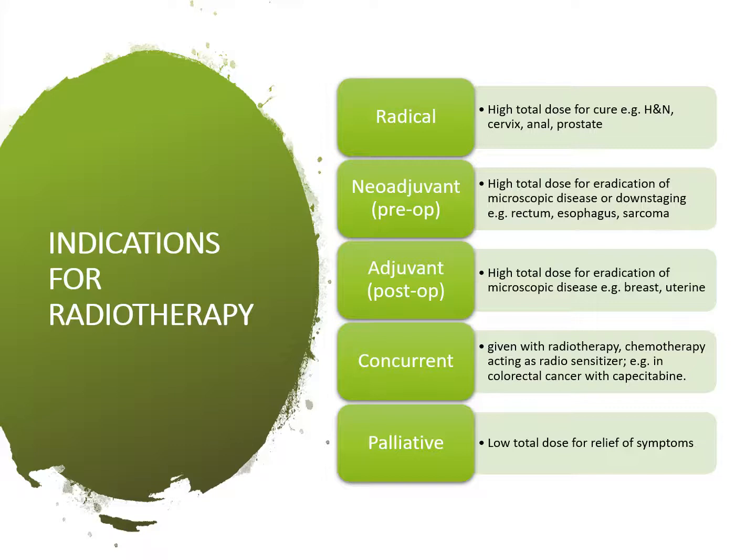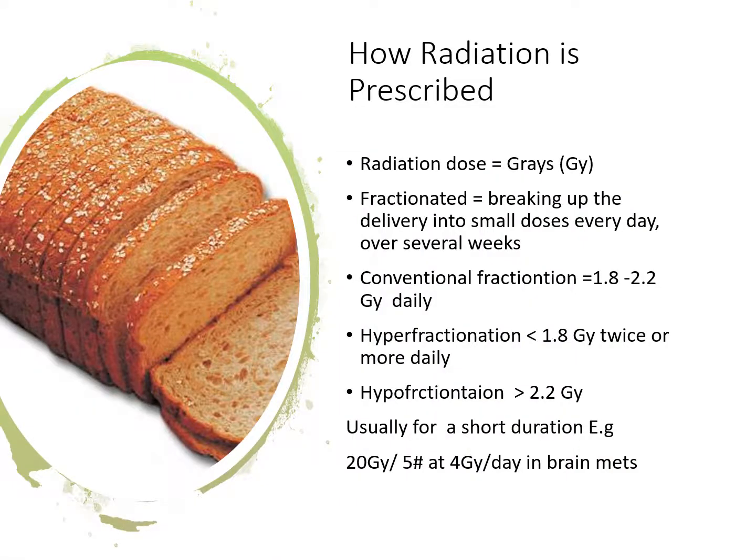For instance, if someone has cord compression from metastatic disease in the spine, you can give radiation therapy to relieve the compression in the spinal cord. Okay, there are more details about the indications in the handouts. I really encourage you to read them and get familiar with them. So, when a radiation oncologist sees a patient for radiation therapy, you might be wondering, how do they give it?